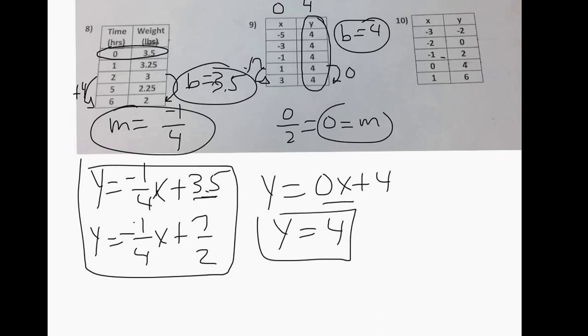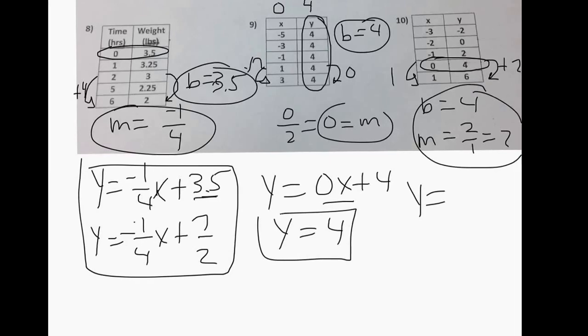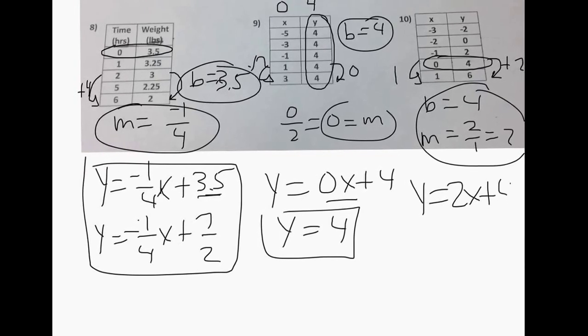Number 10, could stat edit all these. My b is 4. My slope from 4 to 2 is up 2. From 0 to 1 is up 1. So my slope is 2 over 1, or 2. So I have them both now. y equals mx, 2x, plus 4.